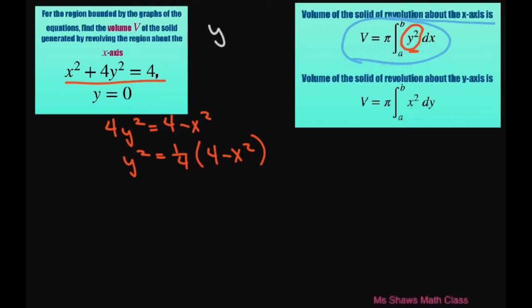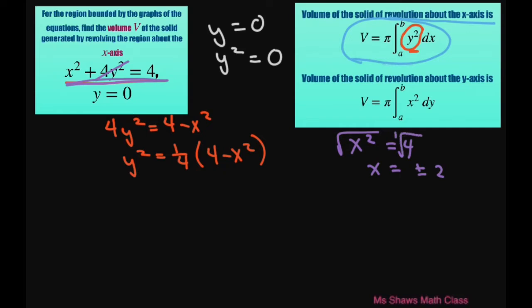Also, if we have y equals 0, that means y squared equals 0. So if I take this back to the original equation and let y squared be 0, we're going to get x squared equals 4. So our x is going to be plus or minus 2 when you square root both sides. All right, those are the boundaries we're going to set for ourselves.